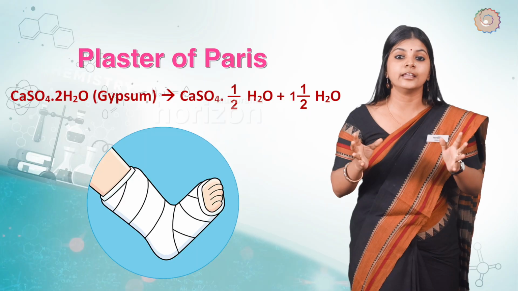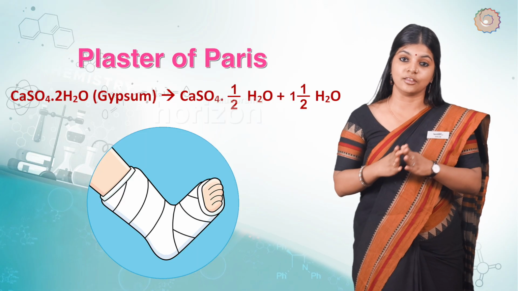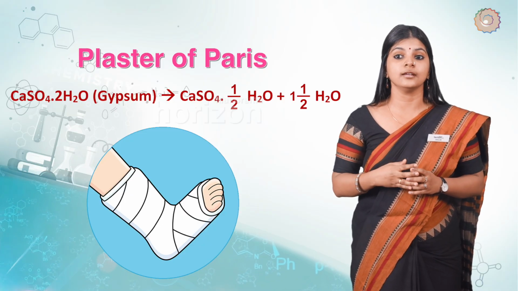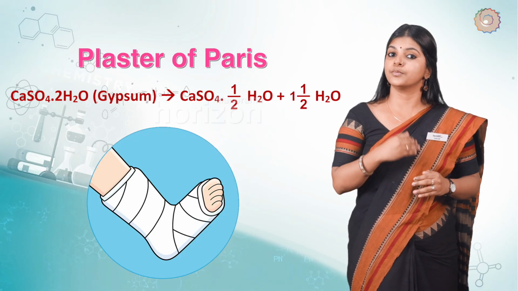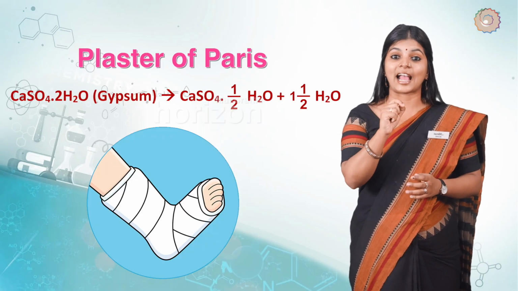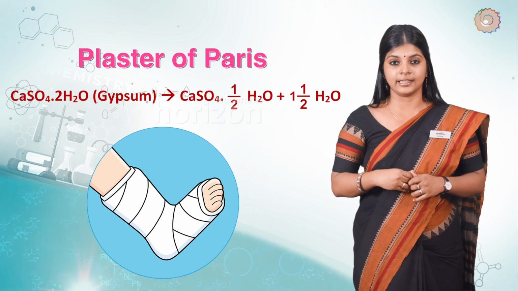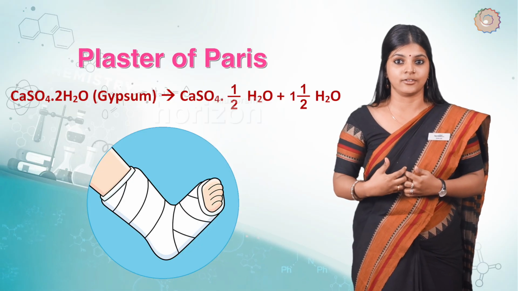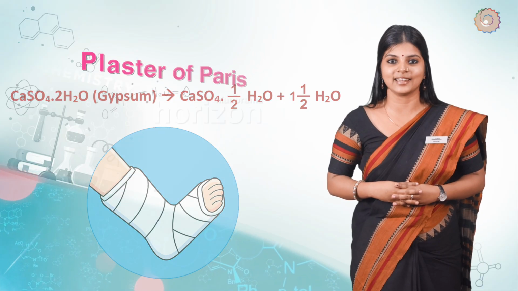Plaster of Paris is a very common compound used by doctors for supporting fractured bones in the right position. Plaster of Paris is a white powder which, when mixed with water, becomes gypsum, which is a hard solid mass. So how can you prepare plaster of Paris? It can be prepared from gypsum, which is calcium sulfate.2H2O. You just have to heat gypsum at 373 Kelvin, so the water molecules are lost and you get calcium sulfate hemihydrate, that is CaSO4.½H2O, which is plaster of Paris.